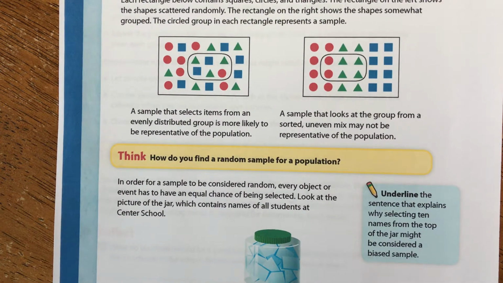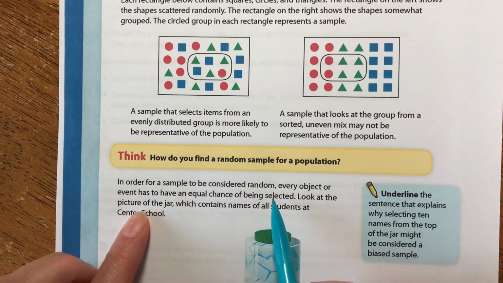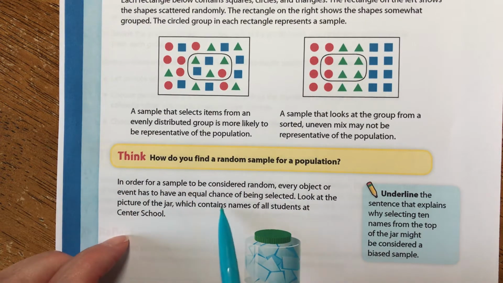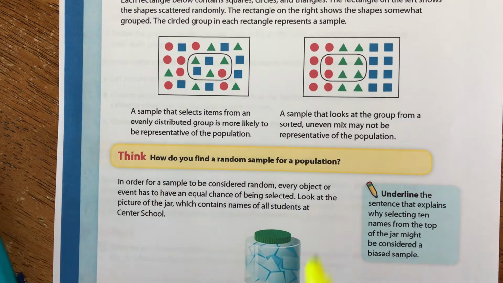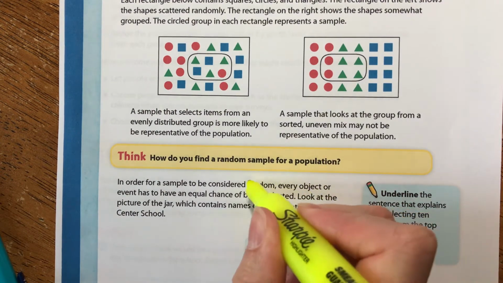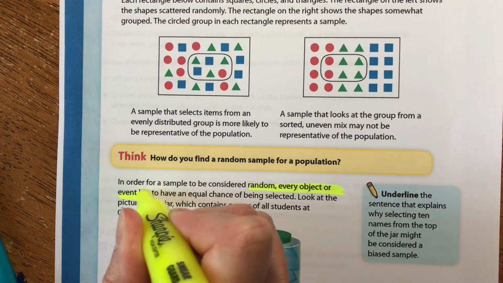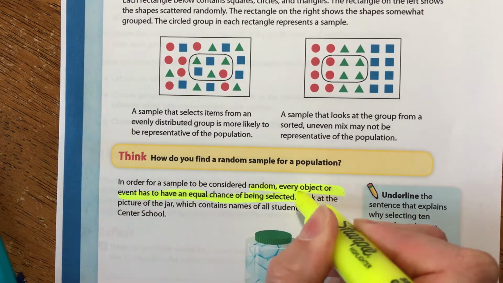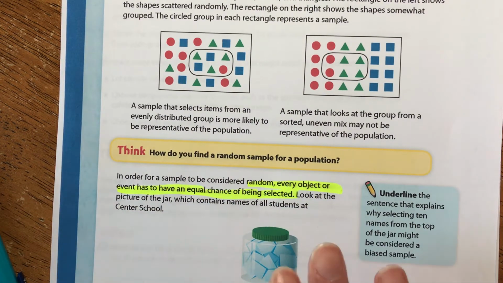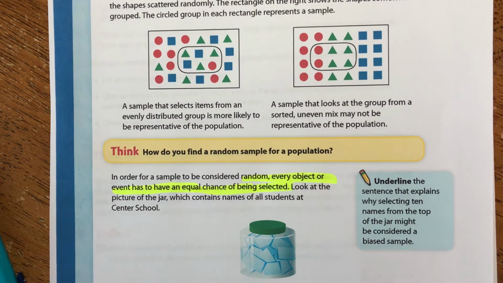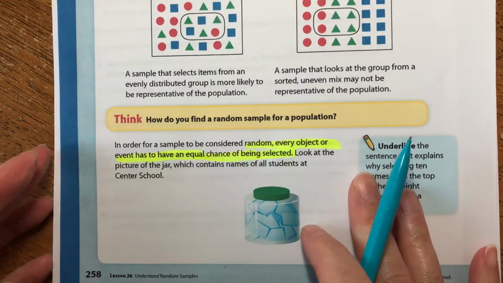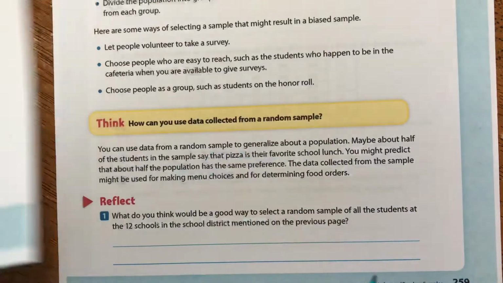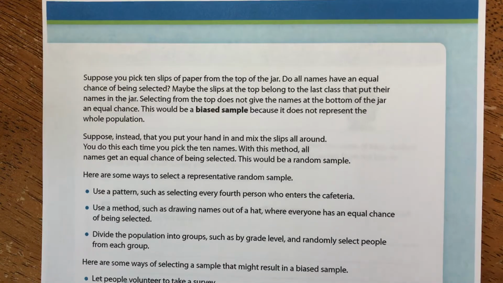How do you find a random sample for a population? In order for a sample to be considered random, every object has to have an equal chance of being selected. So I'm going to highlight that. I'm going to just do random. Every object or event has an equal chance of being selected. That's important. Everybody's got an equal chance. Look at the picture of the jar, which contains the names of students at Center School. Okay, so these are all the kids at the school. Maybe they're going to draw for a prize. Okay, let's read about it.